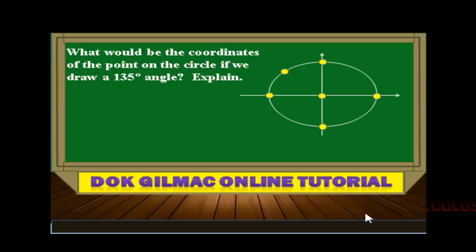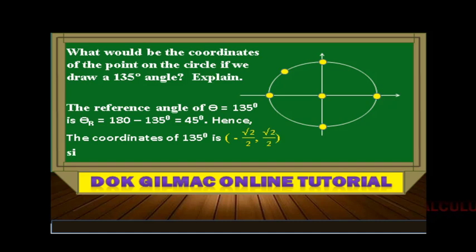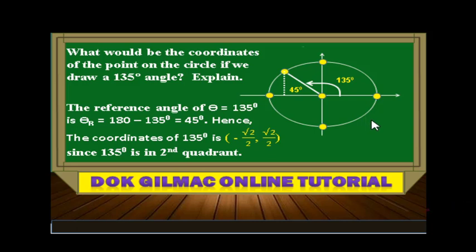What would be the coordinates of the point on the circle if we draw a 135 degrees angle? Explain. The reference angle of 135 degrees is simply 180 degrees minus 135 degrees, which is 45 degrees. Hence, the coordinates of 135 degrees is negative square root of 2 over 2 and square root of 2 over 2. Since 135 degrees is in the second quadrant, consider the graph of 135 degrees to the right. So we have here 135 degrees where the terminal side lies in the second quadrant. So therefore we have a reference angle of 45 degrees. So from here we have the coordinates negative square root of 2 over 2 and square root of 2 over 2.